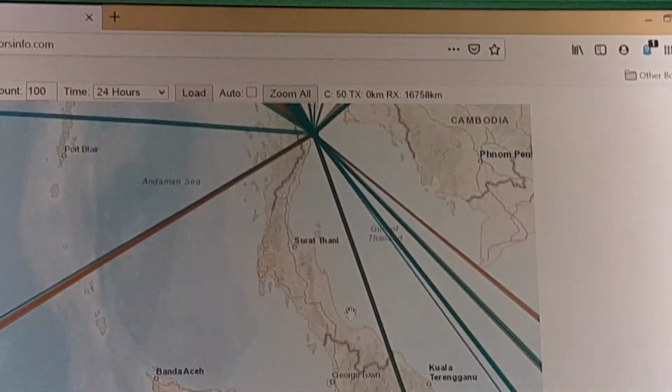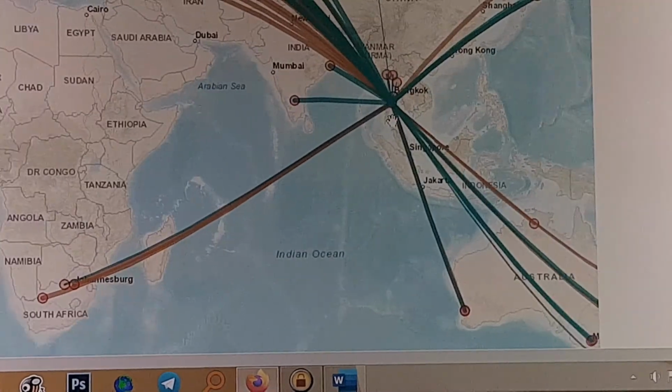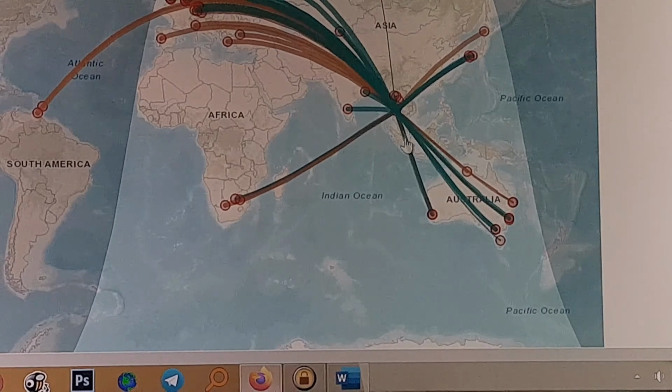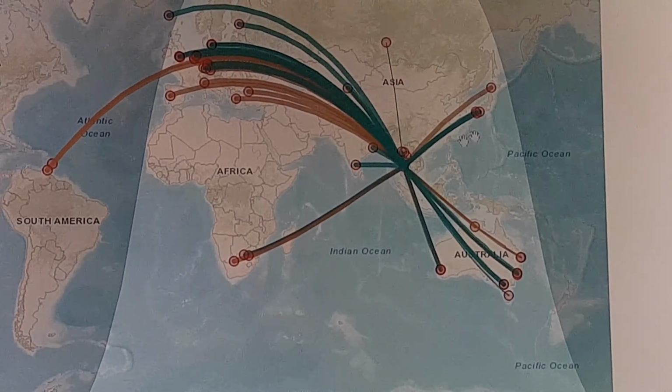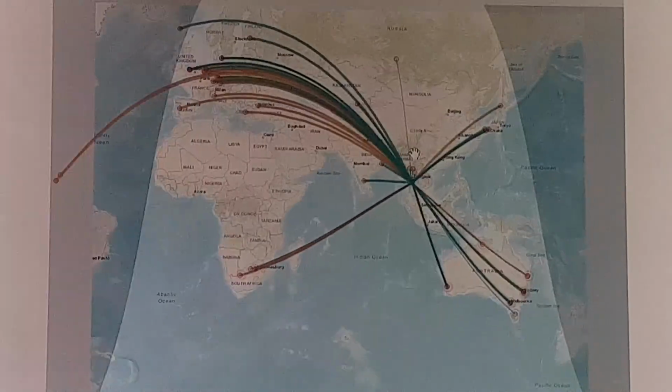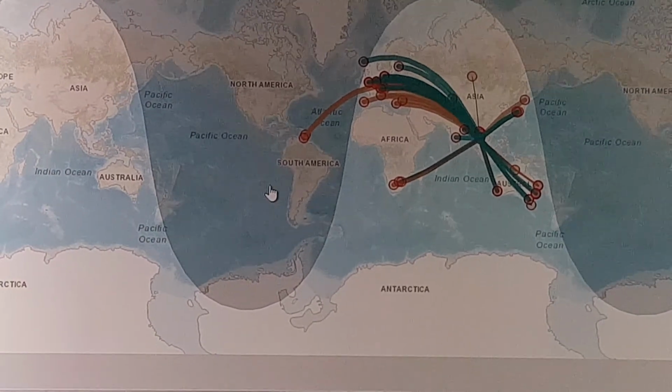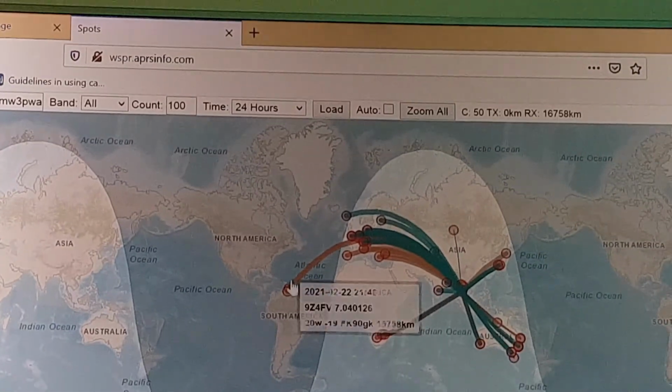And back into my station here. So if we can see this again, we've got Australia, we've got South Africa, I've had India, Japan, China, Russia, lots of European stations, and even down in the Antarctic. I'm not sure that I can get that.